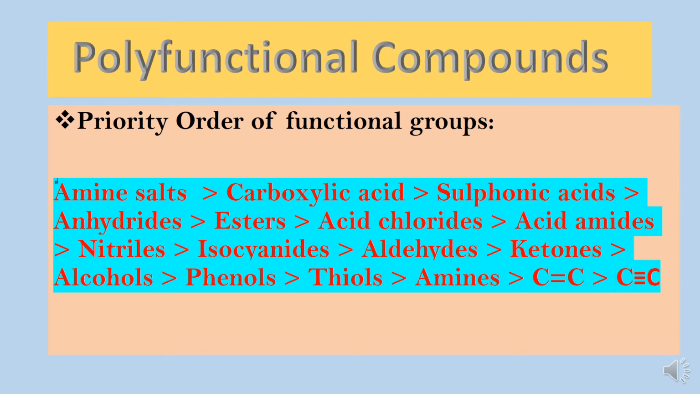So, when a compound contains two or more functional groups, then the group which is lying above in this priority order will be selected as the principal functional group, and this series is starting with amine salts followed by carboxylic acid, sulfonic acids, anhydrides, esters, acid chlorides, acid amides, nitriles, isocyanides, aldehydes, ketones, alcohols followed by phenols, thiols, amines, then at last alkenes and alkynes.